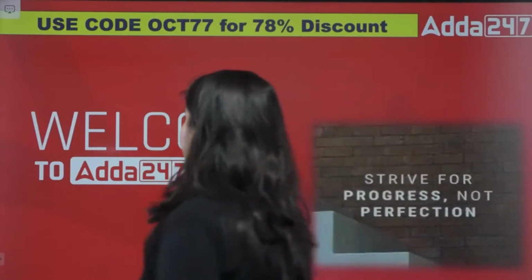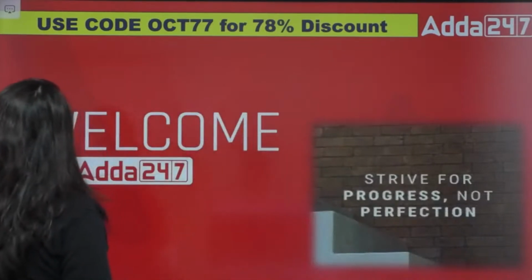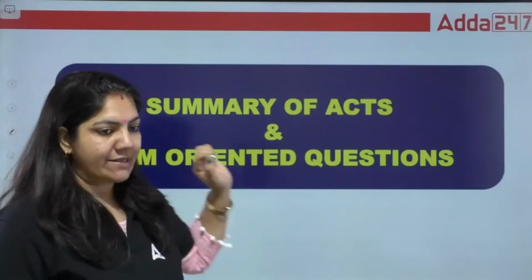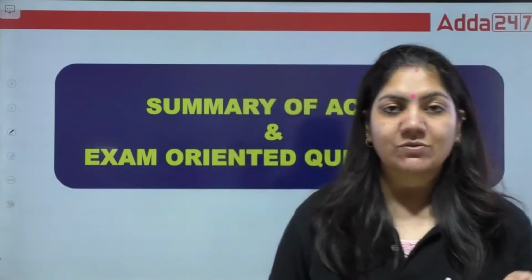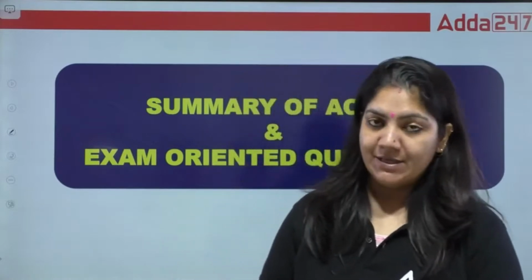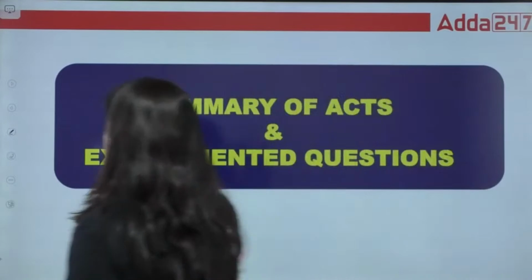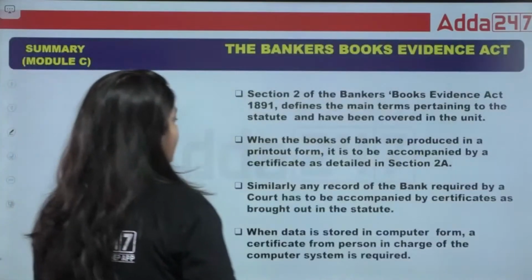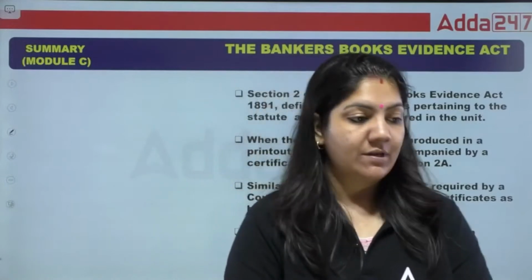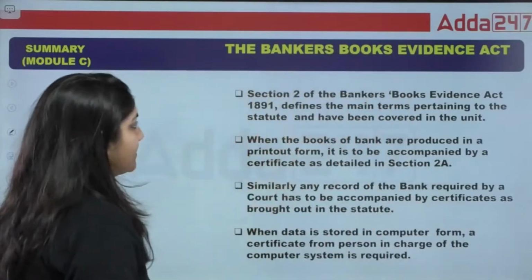Now, guys, today we have to discuss the acts of Module C, because I think we have done Module D, in which we covered 9 acts, their summary and questions. So now we move forward to Module C, and Module C contains 10 acts. So now let's do, first of all, the Bankers Book Evidence Act.